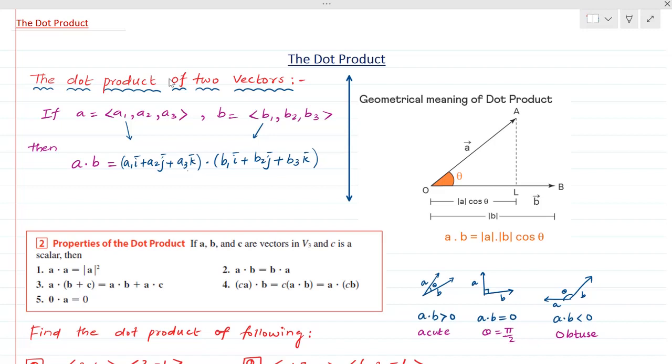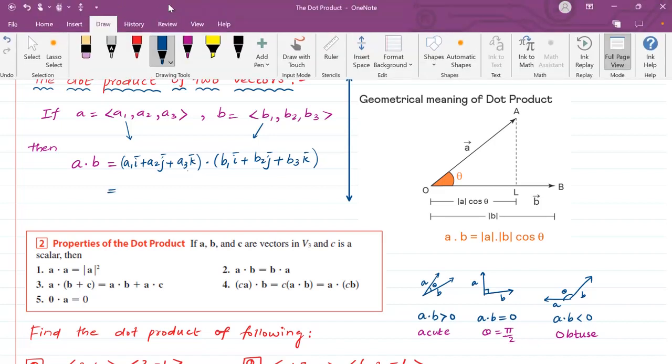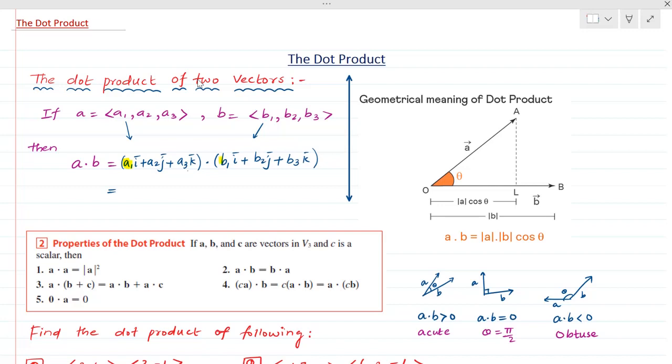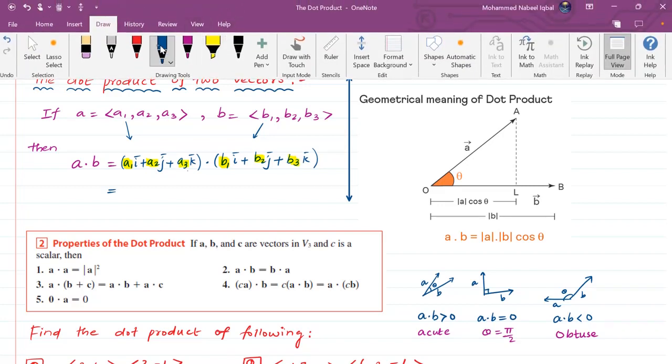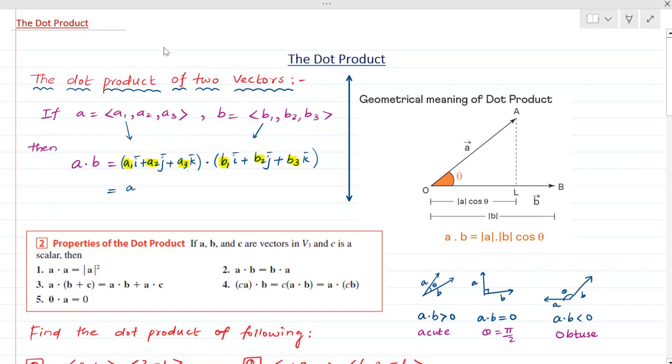When you take a dot product, multiply the corresponding terms. The i term you have to multiply, the j term you have to multiply, the k term you have to multiply. Since i dot i, j dot j, k dot k is equal to 1, you will get A1 B1 plus A2 B2 plus A3 B3. So this is the dot product of two vectors.